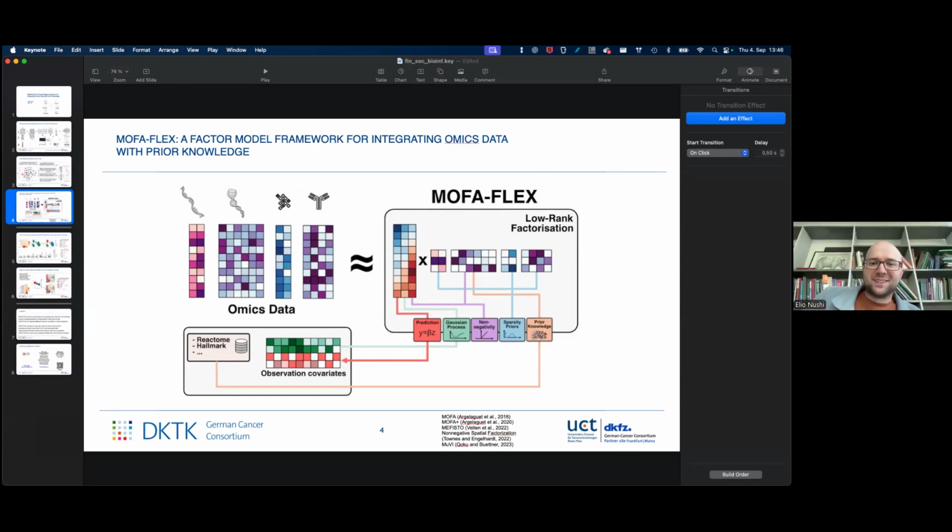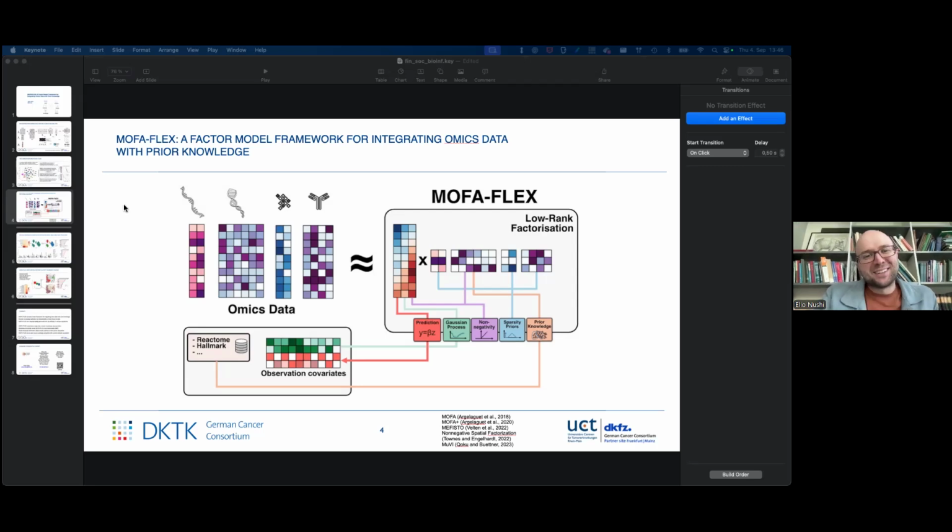Okay, I might ask a very general question, maybe to conclude the session of questions. I understand that your package is intended to be used by biologists and medical researchers who don't necessarily have an extended statistical background. So how do you advertise MOFA-FLEX to these people, and how do you get them to use it?